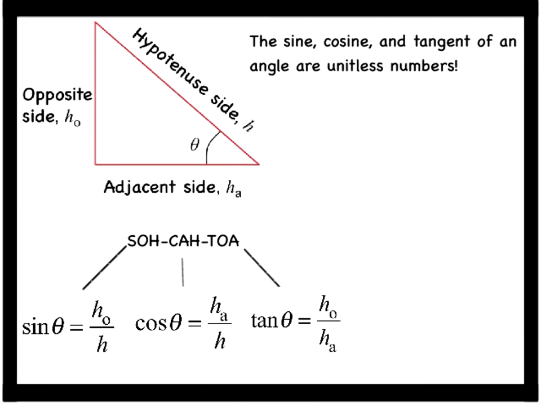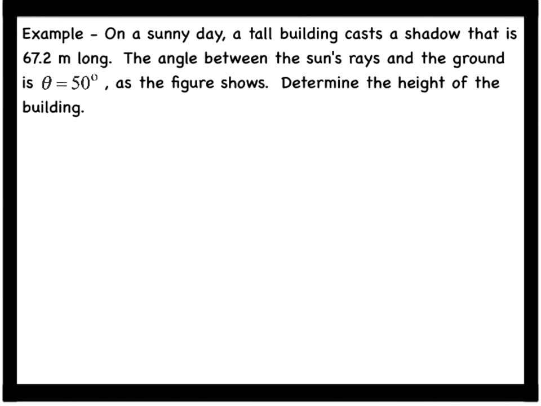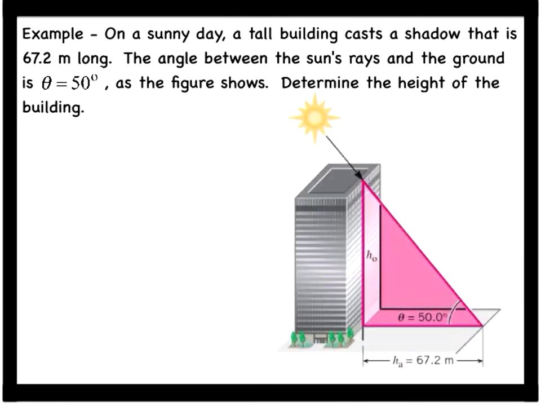Here's an example involving a simple application of trigonometric functions. On a sunny day, a tall building casts a shadow that is 67.2 meters long. The angle between the sun's rays and the ground is theta equals 50 degrees. Determine the height of the building. We see from the figure that the height of the building and the length of its shadow form the legs of a right triangle, where the height of the building is the side opposite the 50-degree angle, and the length of the shadow is the side adjacent to the angle.